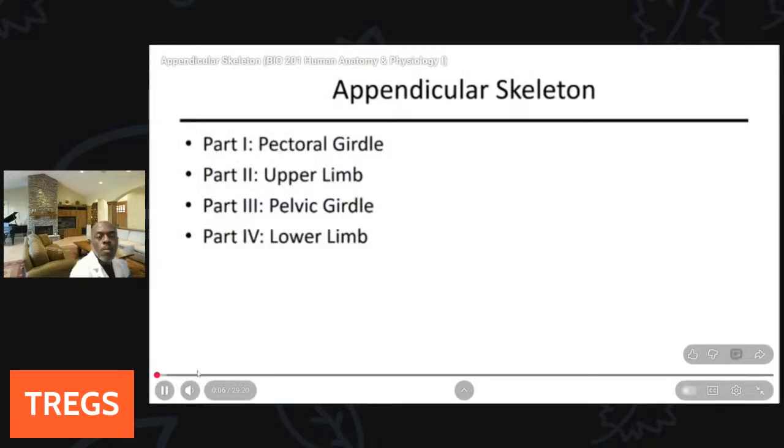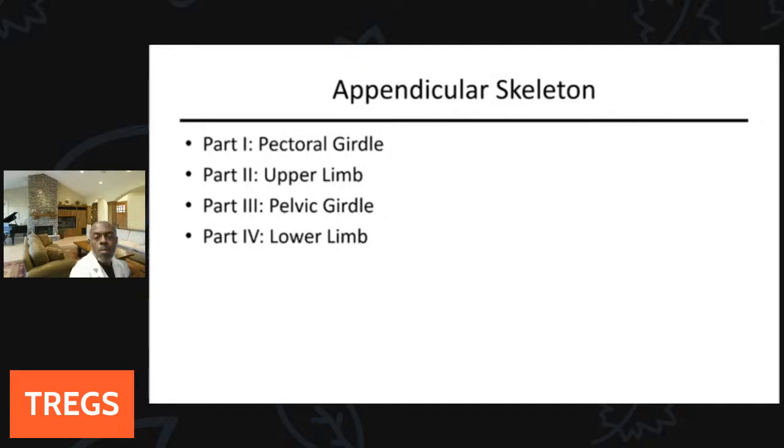Parts, we'll talk about how the upper limb attaches to the axial skeleton. That's via the pectoral girdle. Then we'll go into details about the upper limb. Then the lower limb's attachment, pelvic girdle, to the axial skeleton. And then we'll continue with the lower limb.